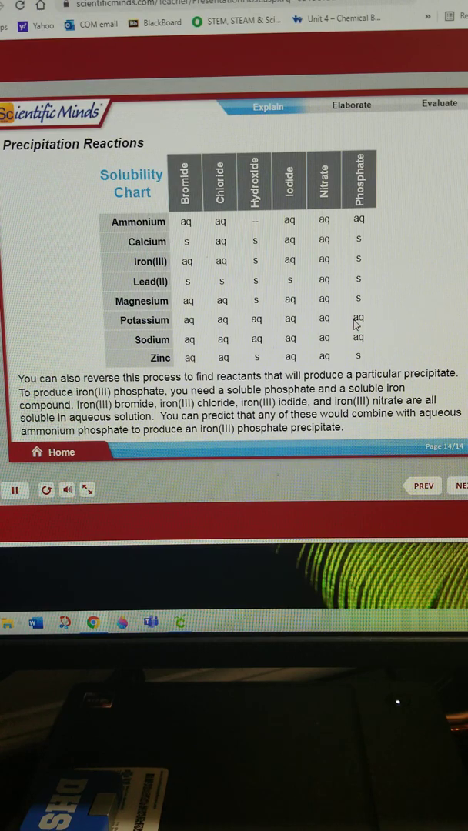You can also reverse this process to find reactants that will produce a particular precipitate. To produce iron 3 phosphate, you need a soluble phosphate and a soluble iron compound. Iron 3 bromide, iron 3 chloride, iron 3 iodide, and iron 3 nitrate are all soluble in aqueous solution. You can predict that any of these would combine with aqueous ammonium phosphate to produce an iron 3 phosphate precipitate.